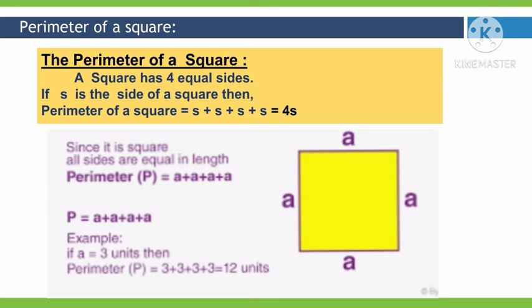For example, look at the example given here. If you have a square in which the side of the square is 3 units, maybe 3 centimeter or 3 meter, then you can get the perimeter of the square by multiplying 3 with 4, which is 4 3s are 12 centimeter or 12 units. So the perimeter of the square is obtained by multiplying the side by 4.